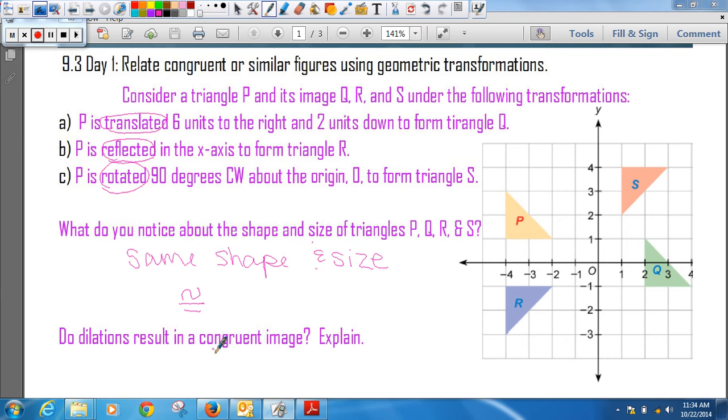The question then asks, do dilations result in a congruent image, and explain? Well, normally a dilation either gets bigger or smaller, so that means they are not the same size. They are always, though, the same shape. So if they remain the same shape, normally dilations give you similar figures. There are 2 exceptions to the rules. If you have a dilation with a scale factor of 1 or -1, remember that keeps both the same shape and same size, so in those 2 special cases you would end up with congruent figures. Other than that, they are always only similar shapes.